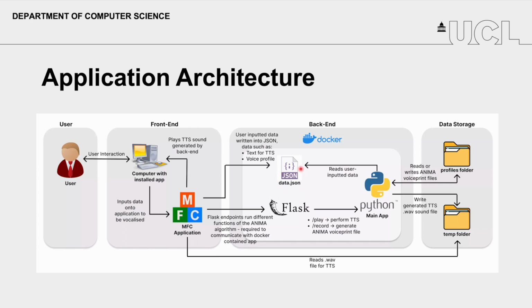Just like last time, the MFC will reach out to the localhost /play endpoint, which is assigned to perform the TTS function in the Python. This takes the information from the data.json, such as what profile they want to use and what text they want to synthesize, and it creates the output synthesized voice. This is then outputted to the user as sound. So the user has now successfully synthesized their voice using their Anima profile.